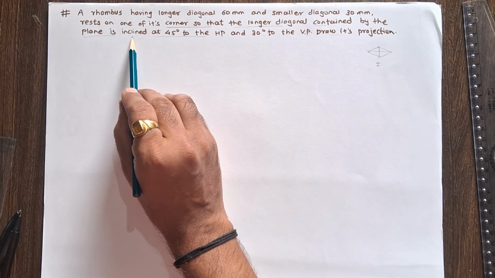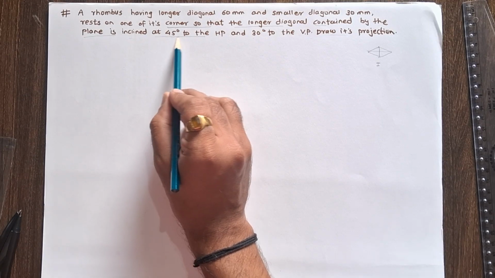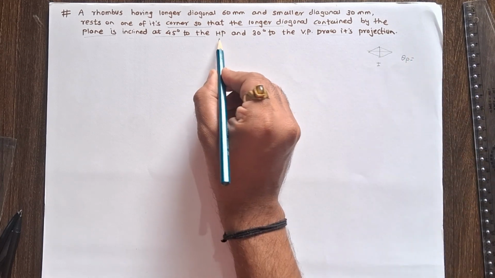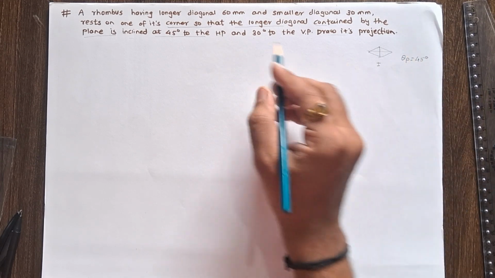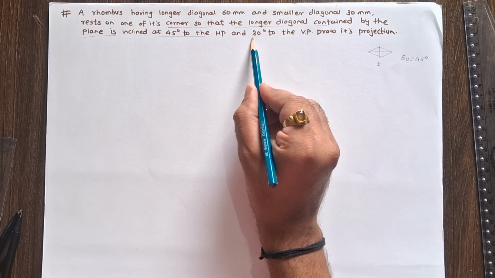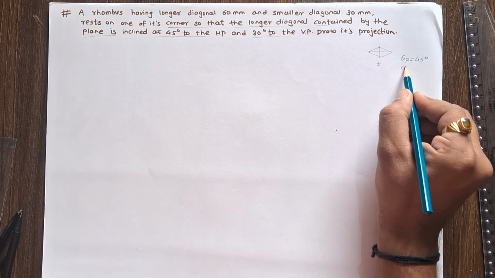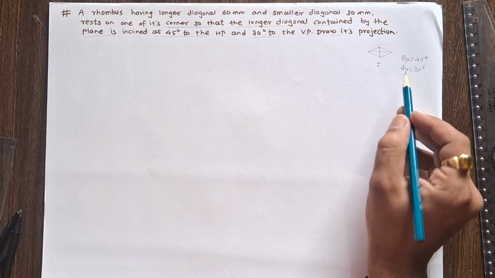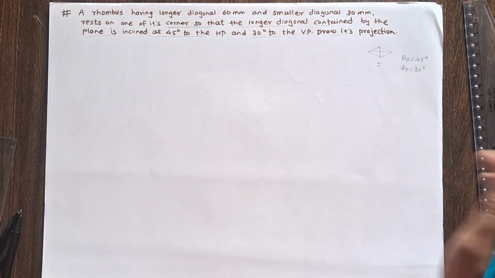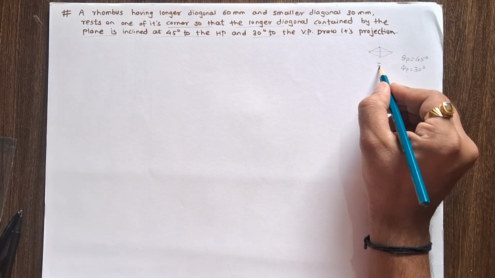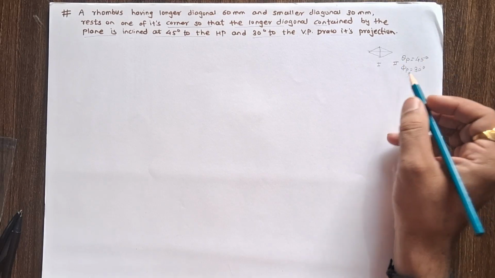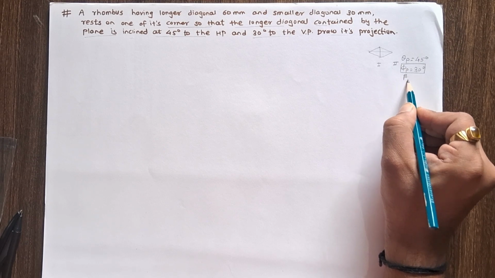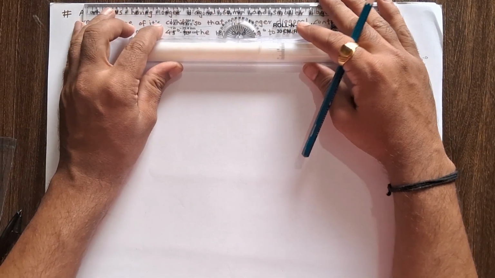Now, the given data is the plane inclined at 45 degrees to the HP. So here, theta, the plane angle, is given. The plane is inclined to the horizontal plane at 45 degrees, and the longer diagonal makes 30 degrees to the VP. So here, phi p angle is 30 degrees. We will check whether this phi p angle is an actual angle or an apparent angle. So first we draw stage 1 and stage 2. After that we can check whether this angle is phi p or beta p angle. Now see the solution of this problem.